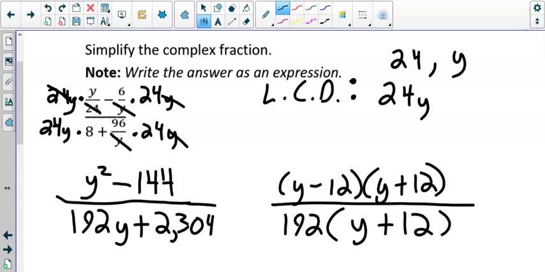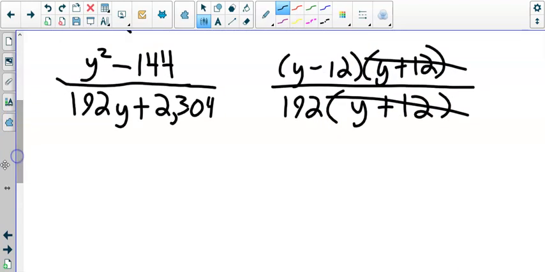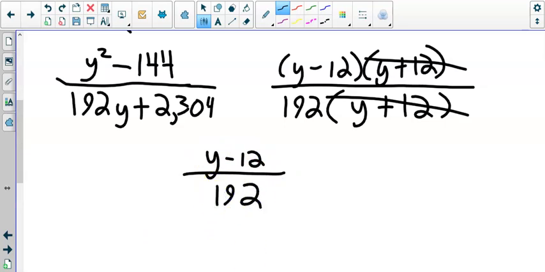So everything's factored. What's going to happen? Yeah, y plus 12s are going away. See ya. So what do I have in the numerator then? Y minus 12. What's in the denominator? 192. And do not try and take the 12 over the 192 and reduce, because you can't. This 12 right here is with that y value. Okay? That is the final answer.